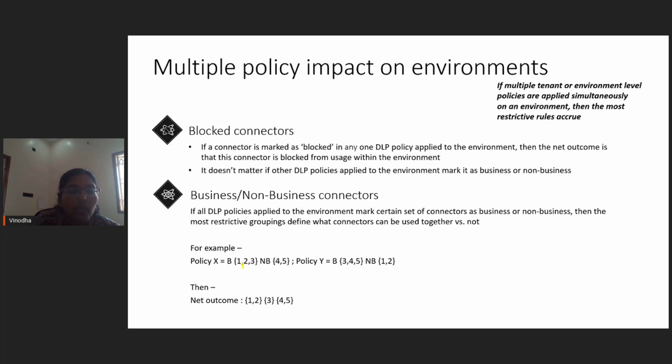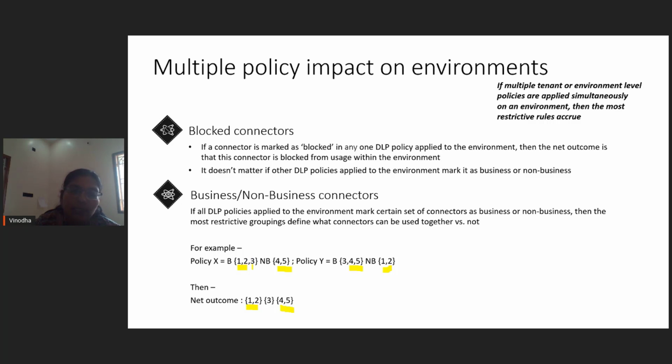Let's see how to compute the net outcome. You have to remember that the most restrictive rules take precedence. Here, connectors 1 and 2 are together in both the policies. So connectors 1 and 2 form a separate group set. And consider connectors 4 and 5. Connectors 4 and 5 are also together in both the policies. So connectors 4 and 5 form a separate group set.